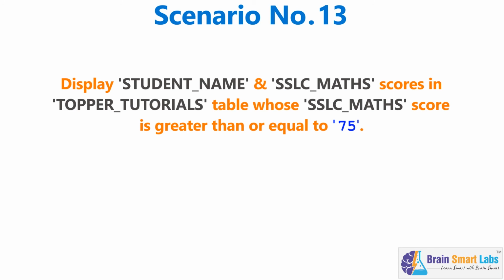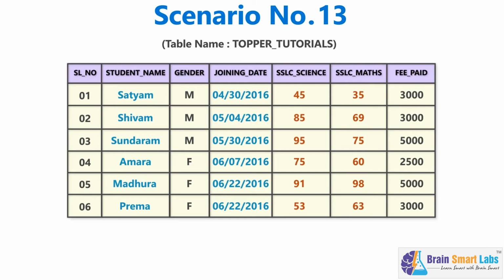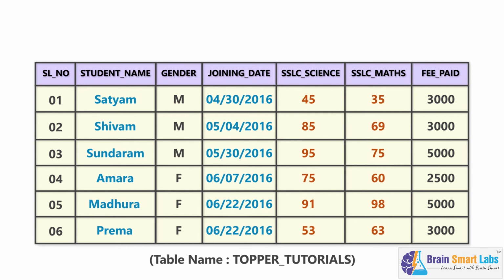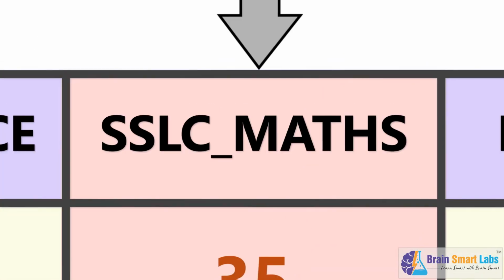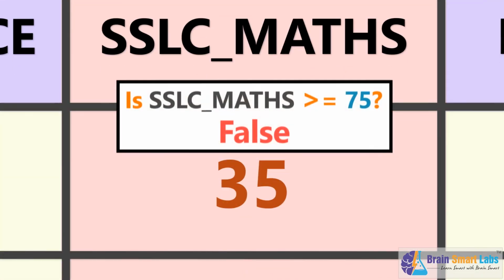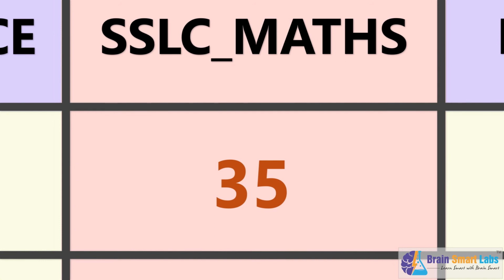Display student name and SSLC Maths score in the Topper Tutorials table whose SSLC Maths is greater than or equal to numerical value 75. So if we analyze the Topper Tutorials table, they are asking us to select these two columns. In this, they want us to filter the records of those students who have scored 75 or more than 75 in SSLC Maths. So if we start looking at all the records one by one, the first row has its value as 35, which is neither greater than nor equal to value 75.